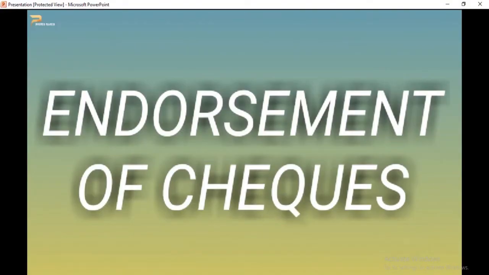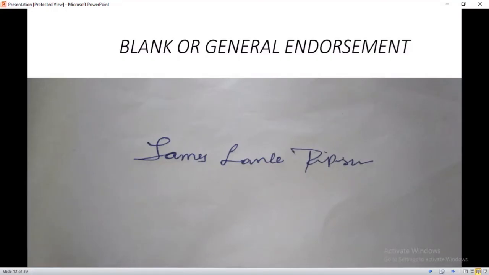While discussing these topics, we definitely want to know about the endorsement of checks too. After knowing these, we continue our main concepts. Endorsement of a check means writing something on the back of the check with the intention of transferring the rights therein.